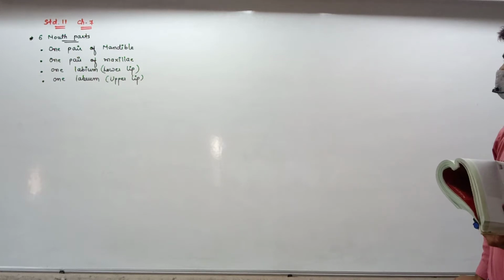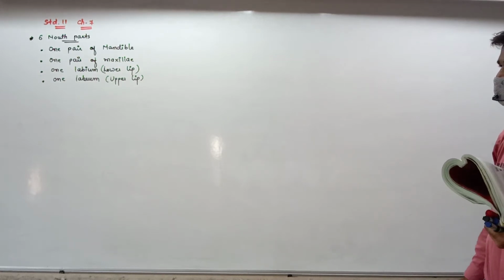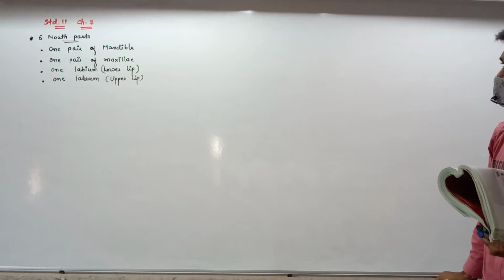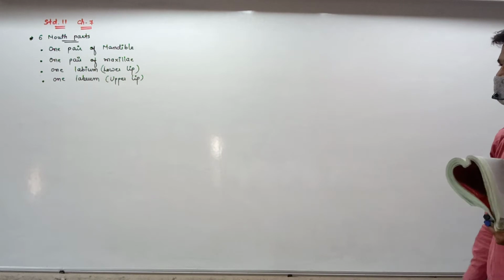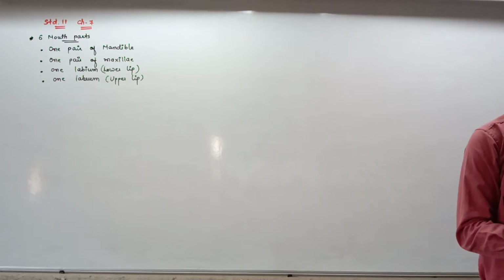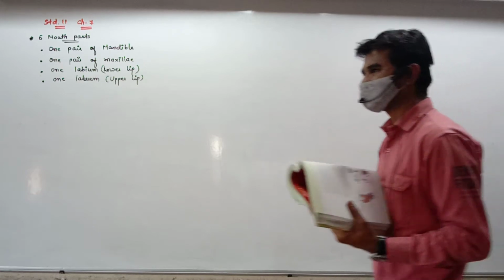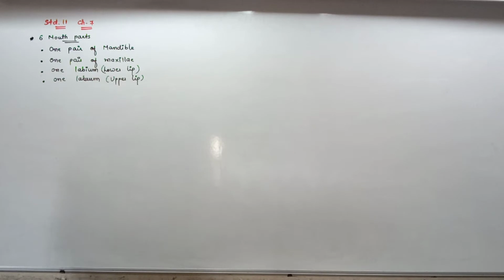So one pair of mandible, one pair of maxillae, one labium, that is lower lip, and one labrum, that is upper lip. So 6 mouth parts are there. The 6 mouth parts are arranged in such a way that in the centermost portion, a tongue-like structure is present. And with the help of all these mouth parts, the cockroach is able to chew, grind, and mix the food properly. Right?